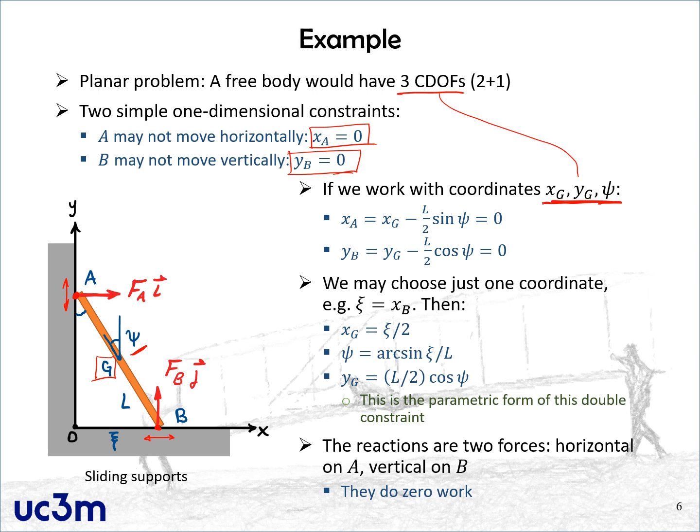In principle, if we want to write down the constraint equations, we would have to do that using these coordinates only. Now, this is easy to do in this case because you can find the x coordinate of point A from the x coordinate of the center of mass using the angle psi and the length of the bar. So if you subtract L over 2 times sine psi from the x coordinate of G, you have the coordinate of A.